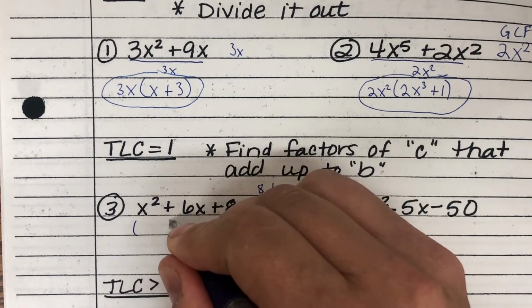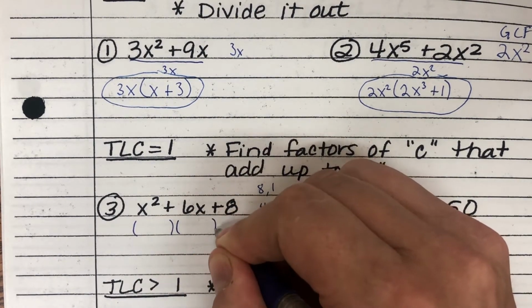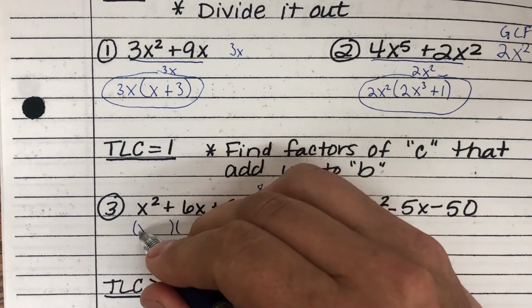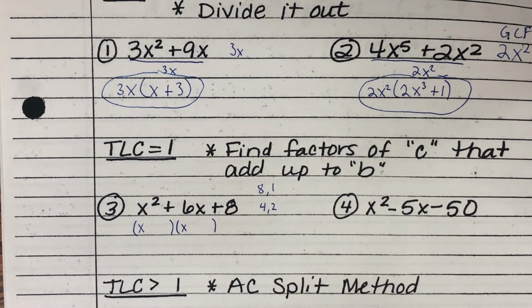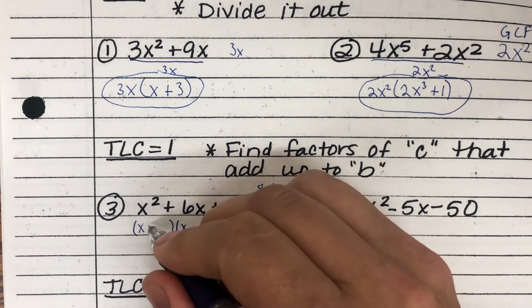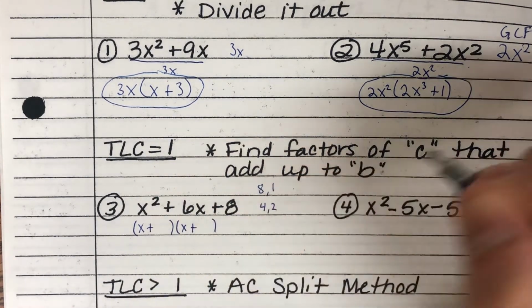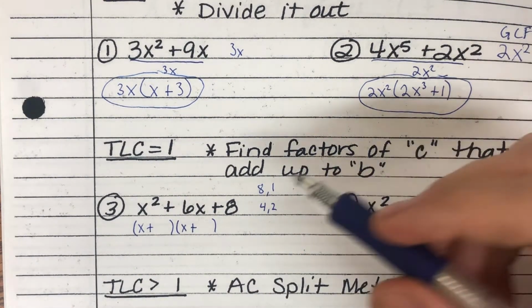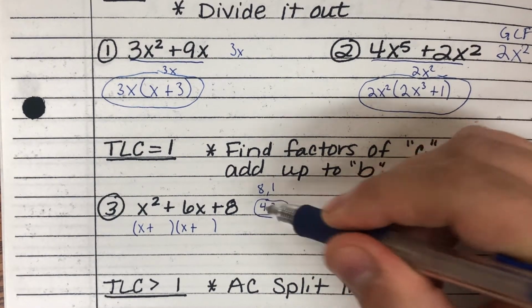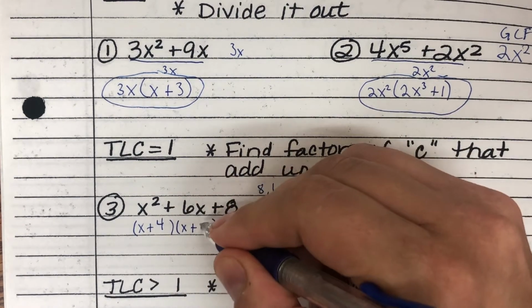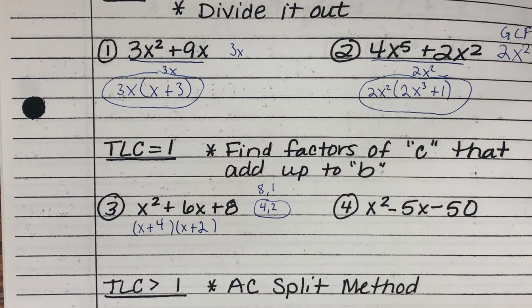Setting up my two sets of parentheses, x times x gets us x squared. So x times x first, unfoiling. Plus, plus. Our factor pair that adds up to 6 is 4 and 2. So we have an x plus 4 and an x plus 2. You could FOIL it out to check your work.